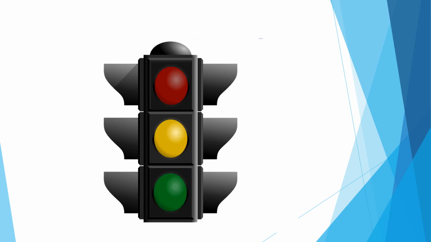When red color light is on, you will stop at one place and that time you will not cross the road. If you cross the road, it will be danger for you. So when red color of light is on, that means you have to stop. You have to stop at one place. You will not cross the road at that time.